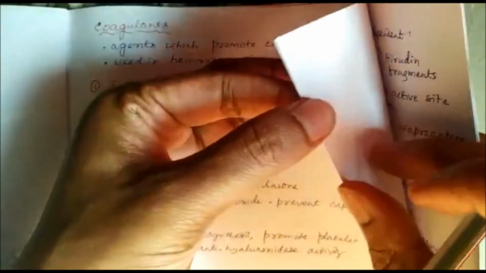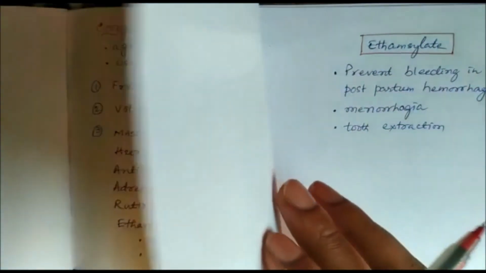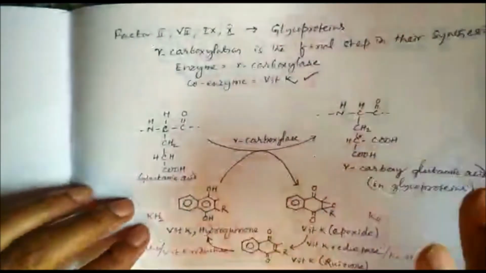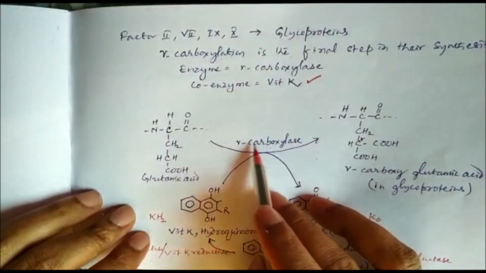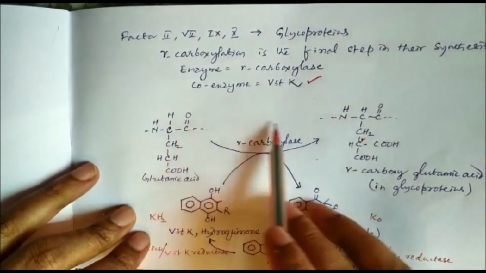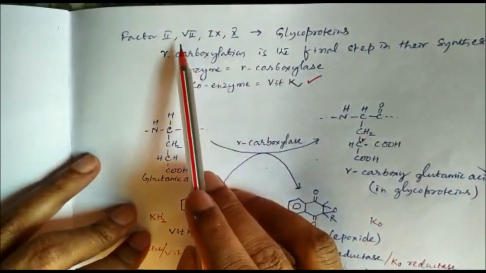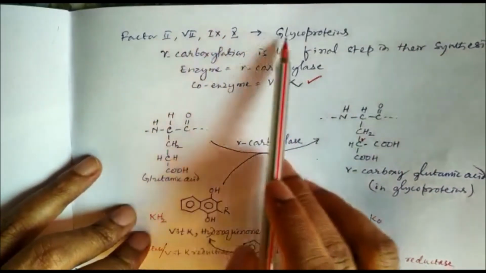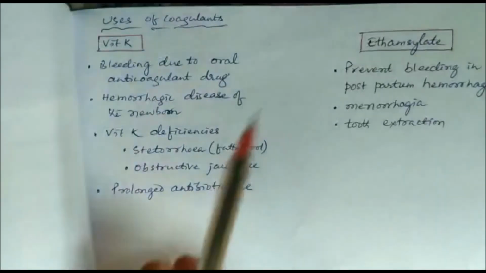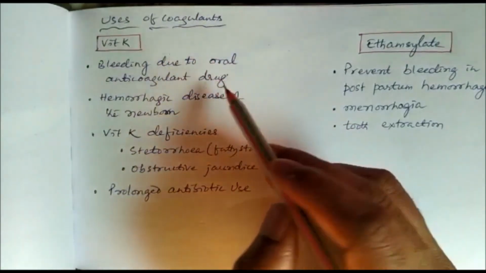So vitamin K, the mechanism, if you see the mechanism here, we can see vitamin K acts as the coenzyme to the enzyme gamma carboxylase, which is required for gamma carboxylation, which is the final step of the synthesis of 4 factors, which are all glycoproteins, factor 2, 7, 9 and 10. So in this way vitamin K can be used as the coagulant.